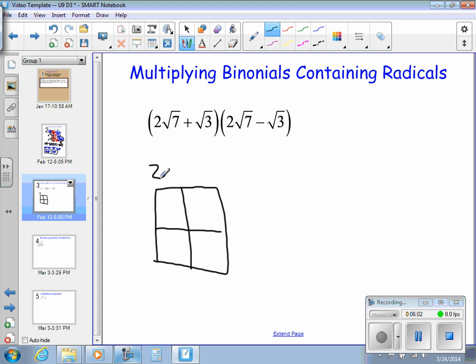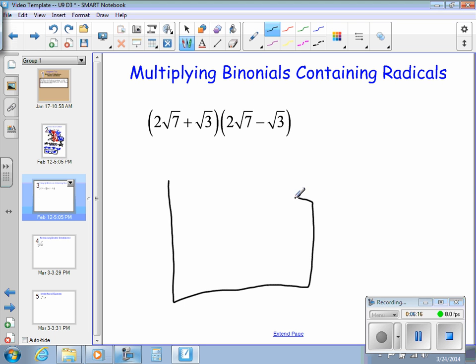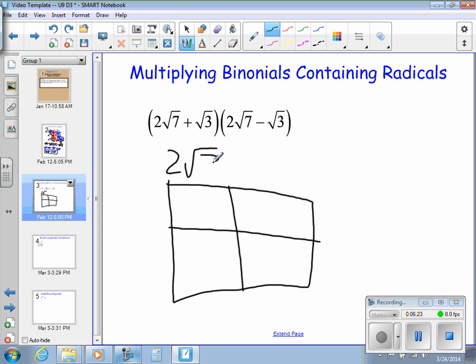So I've got 2 times the square root of 7 and the square root of 3. And you know what, I'm looking at this. Let me make that box a little bigger. Make it easier to see here. Okay. 2 times the square root of 7 plus the square root of 3. 2 times the square root of 7 minus the square root of 3.